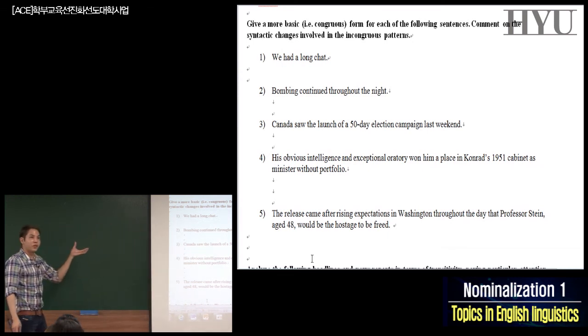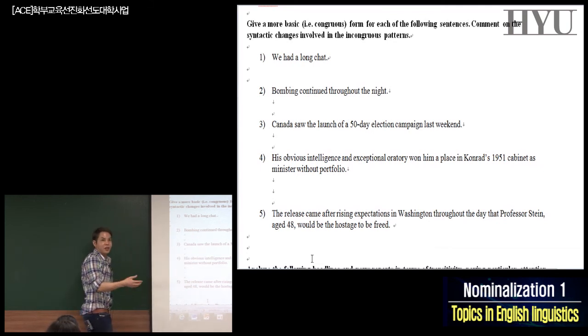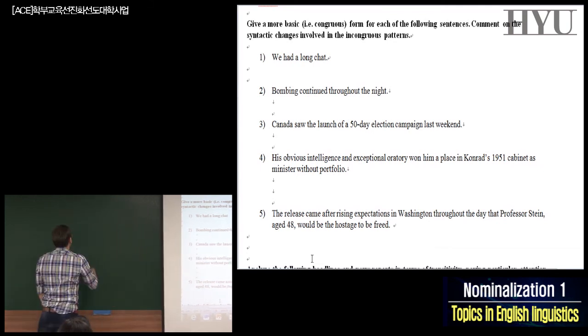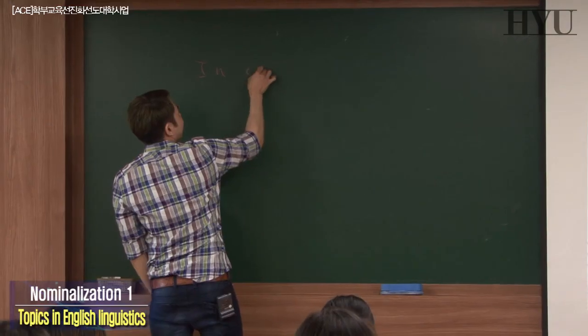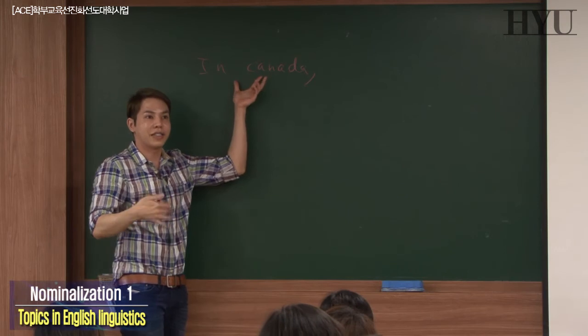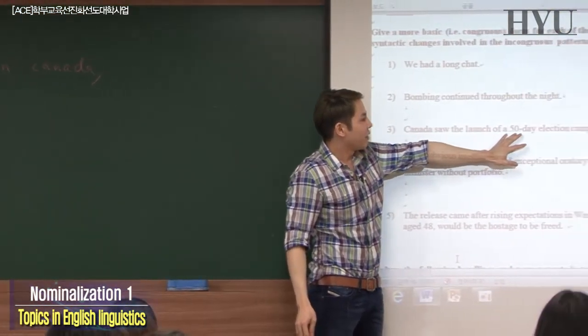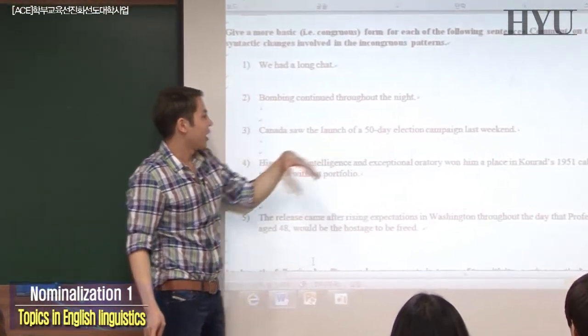So a more basic version would be Canada as a circumstance, because it's a place. So we can say in Canada, that's a prepositional phrase as a circumstance, saw the launch of 50-day election campaign last weekend.